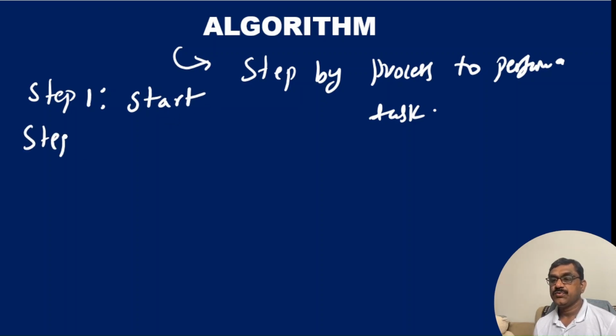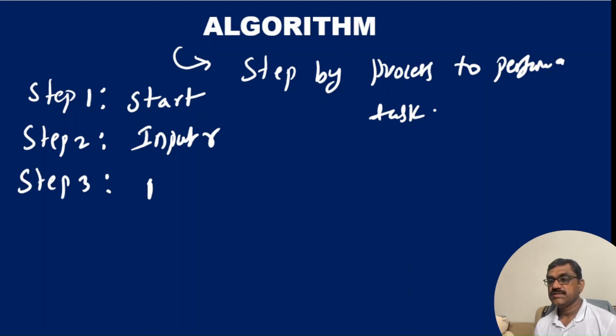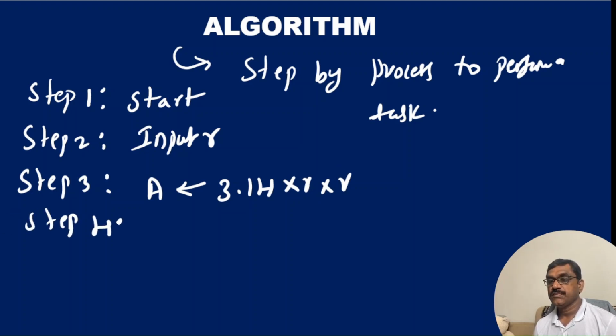Now what is step 2? In step 2, I'm taking the input R. After this, in step 3, I'm writing A equals, or A is nothing but, we are using the left arrow, 3.14 into R. Now, step 4. In step 4, I'm printing A, print A.